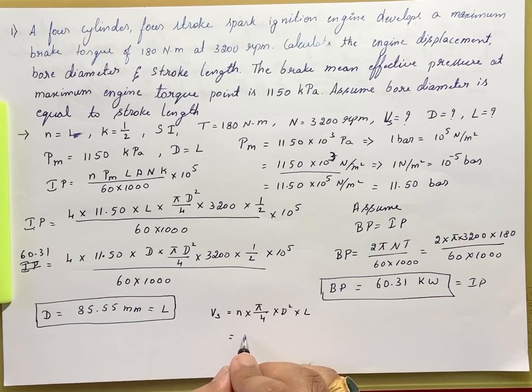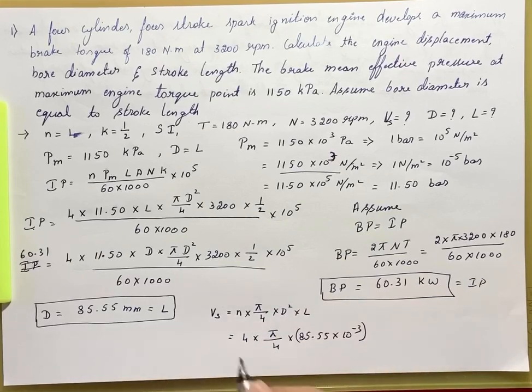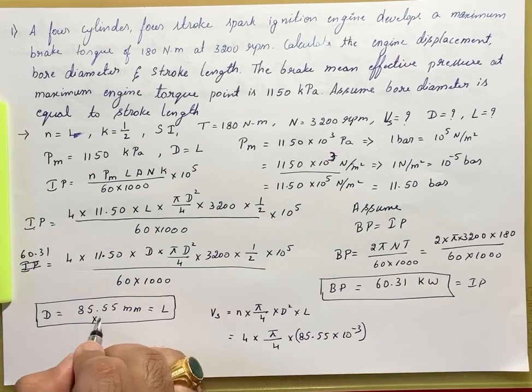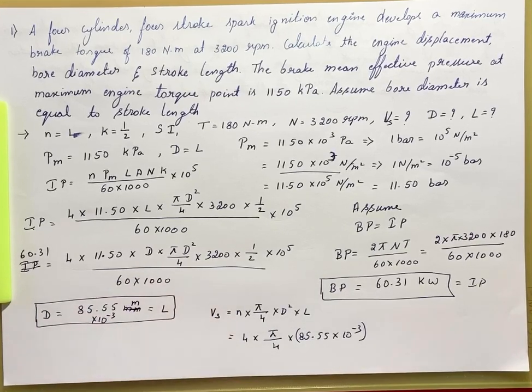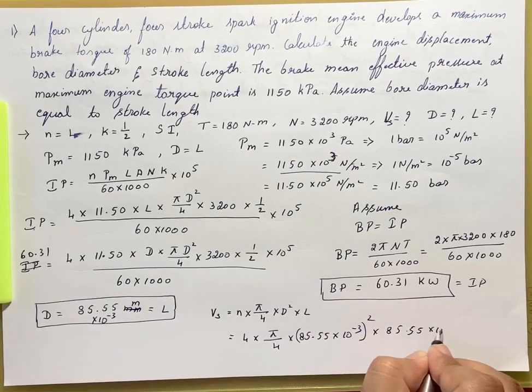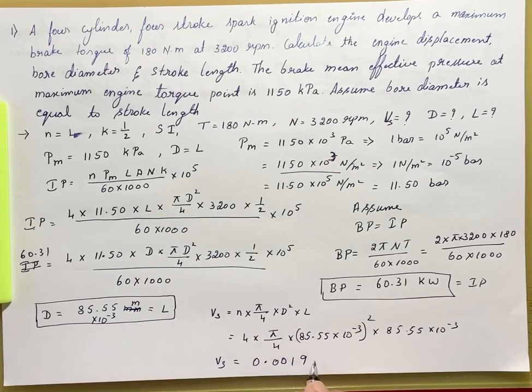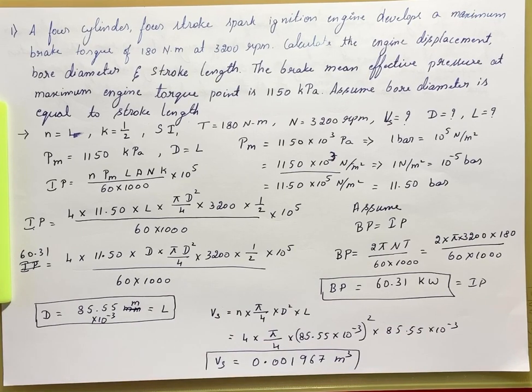Now a number of cylinders is 4 here into pi by 4 into 85.55 into 10 raised to minus 3, because always remember, whatever you get, write that in terms of meters here also, into 10 raised to minus 3 meter, into 85.55 into 10 raised to minus 3. So Vs, the engine displacement, we will get in terms of 0.001967 meter cube. This is the engine displacement here. Right. Now we'll solve the next numerical.